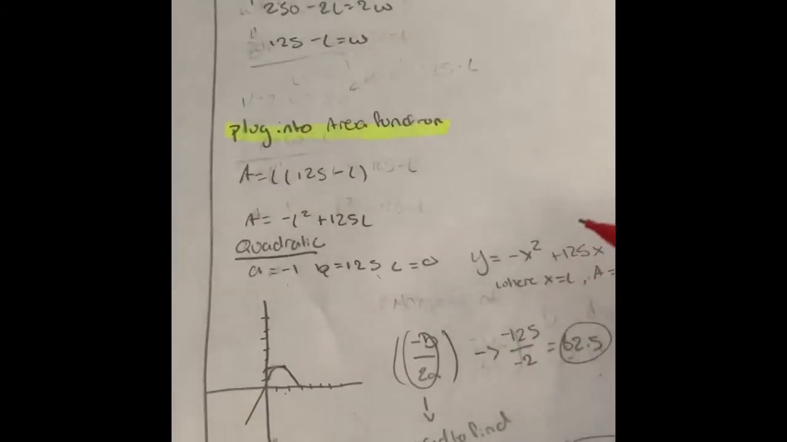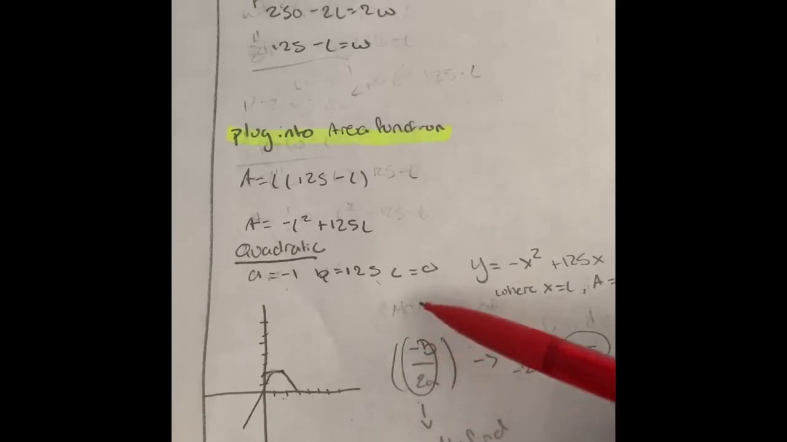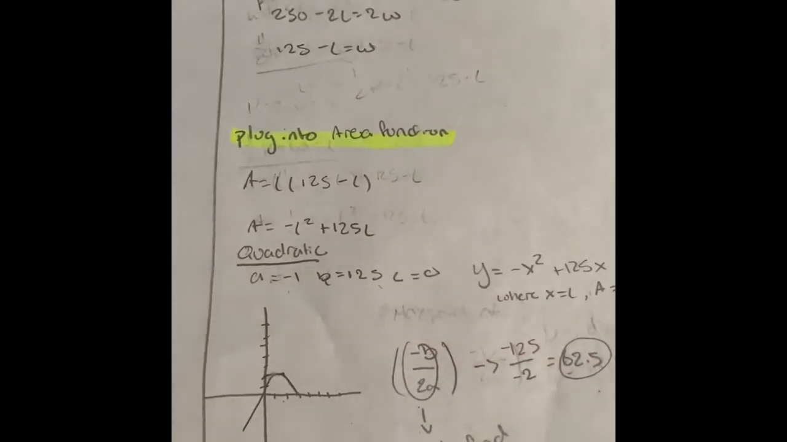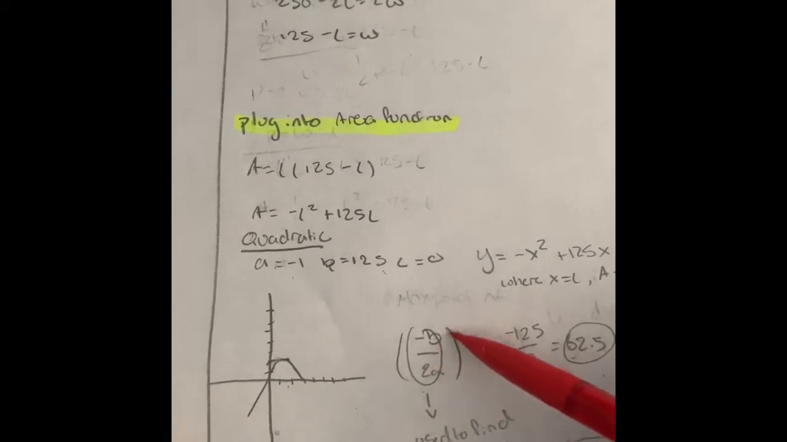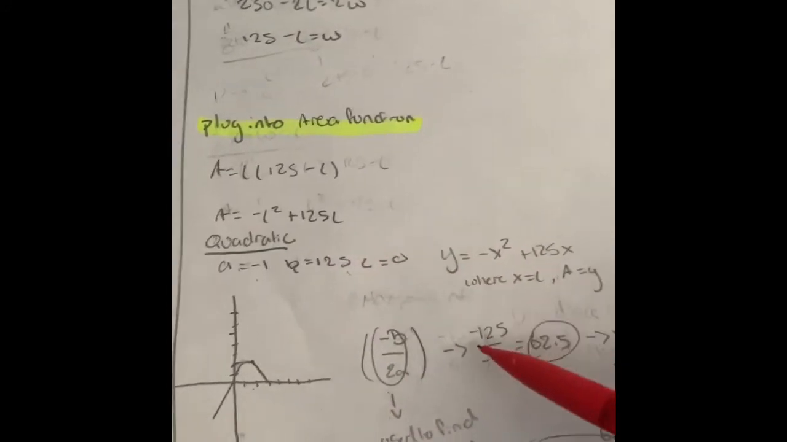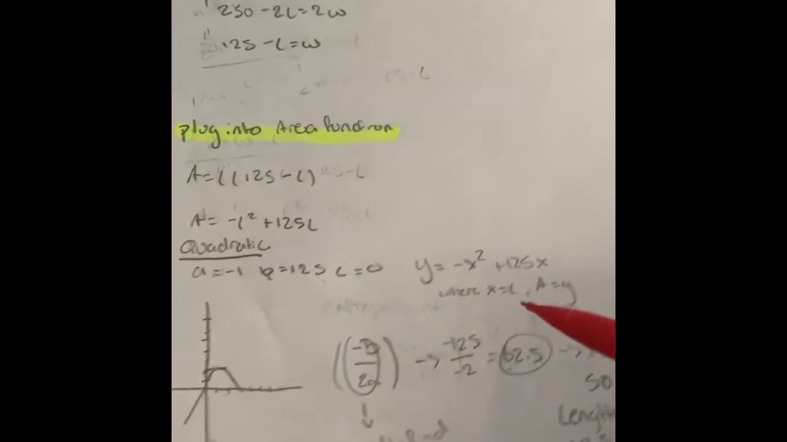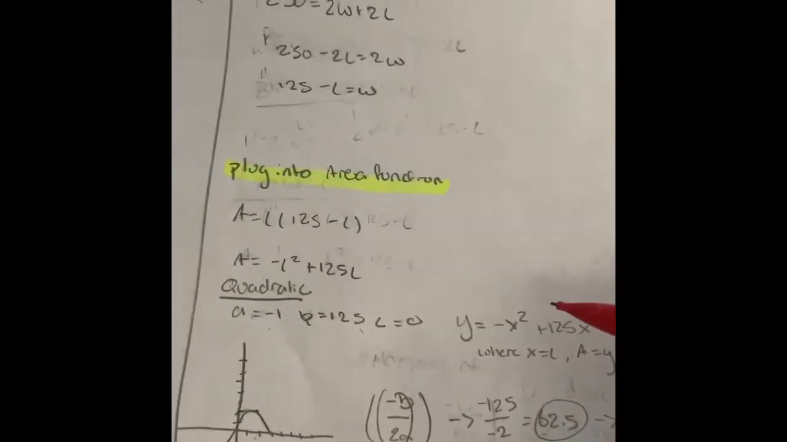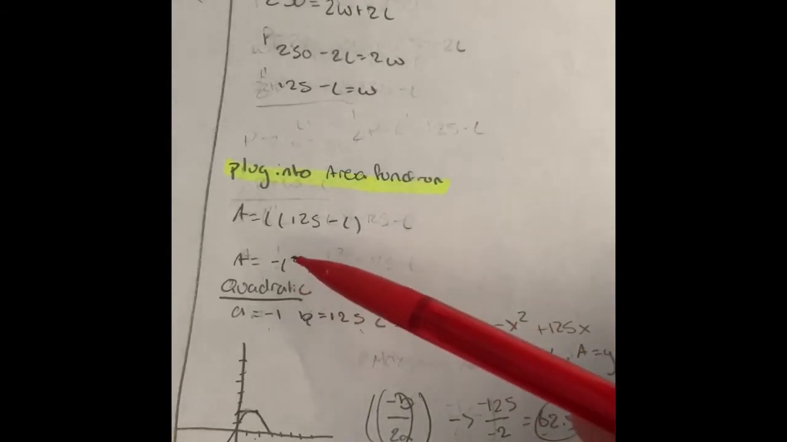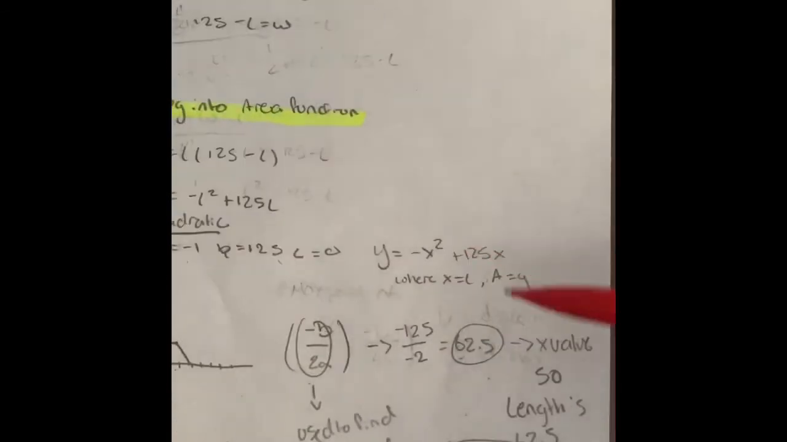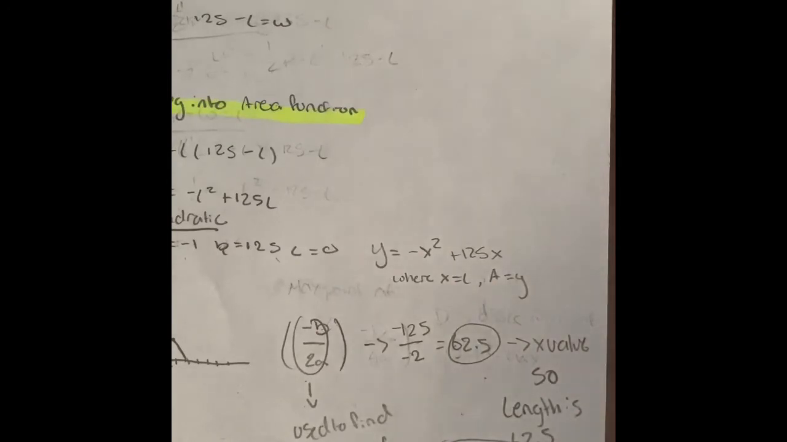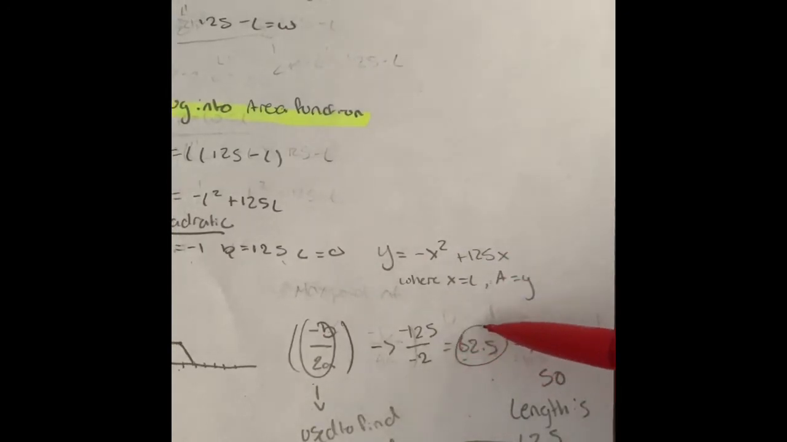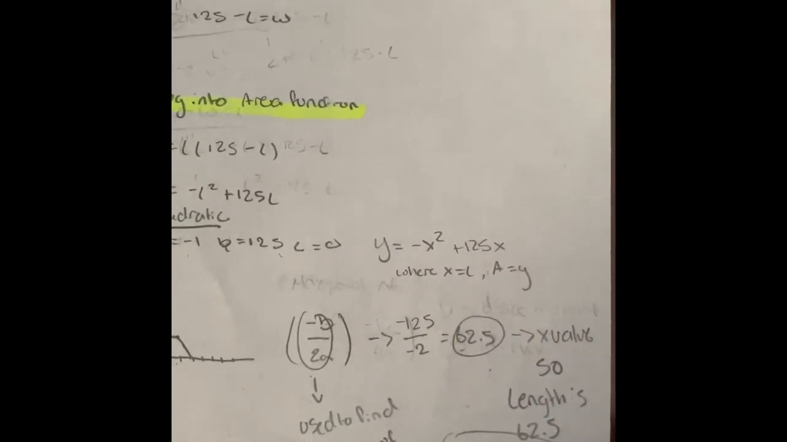To find our vertex, we can use negative b over 2a to find the x value of our vertex. So to find the vertex, we just plug in 125 right here, negative 125 over 2a is negative 1. 62.5 would be the x value, and since I replaced l with x in our area equation, I know my length is 62.5. Now you can plug in the l right here, 62.5, into your perimeter equation. So 250 equals 2w plus 2 times 62.5. W would be equal to 62.5.